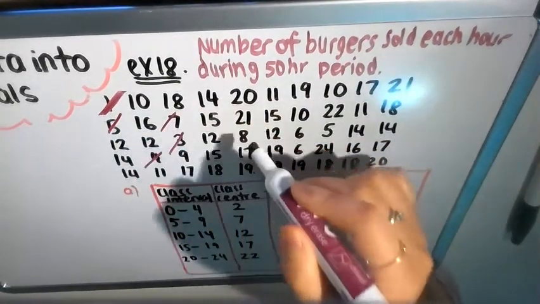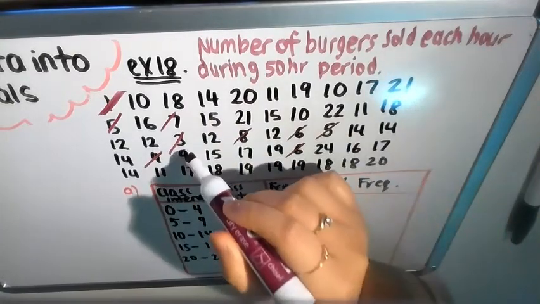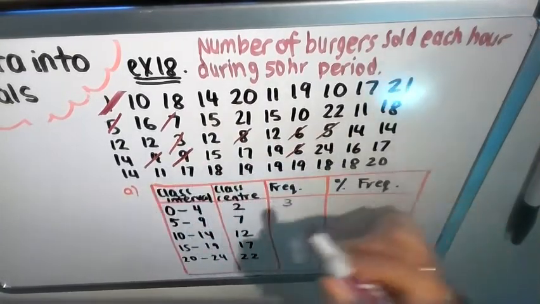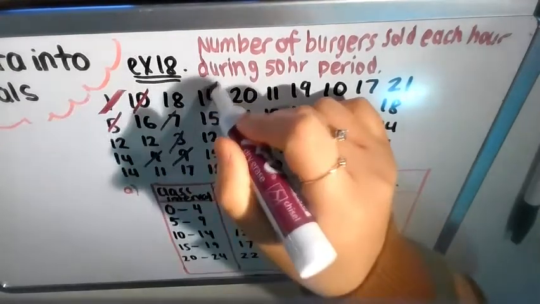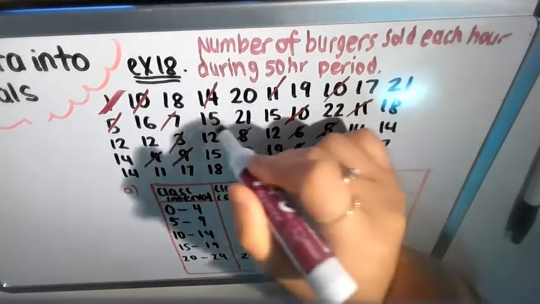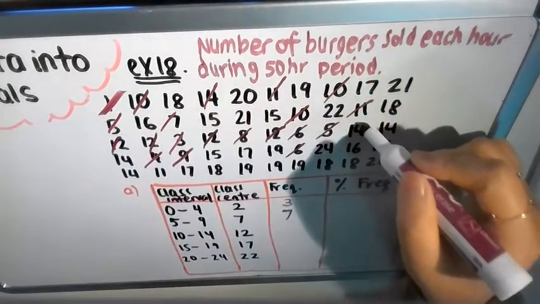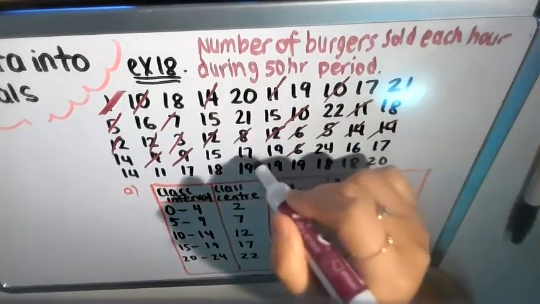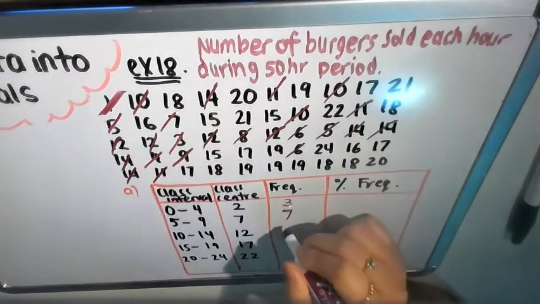1, 2, 3, 4, 5, 6, 7. Which numbers lie between 10 and 14? 1, 2, 3, 4, 5, 6, 7, 8, 9, 10, 11, 12, 13, 14, 15.